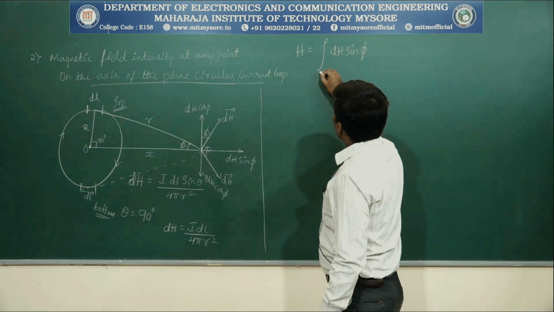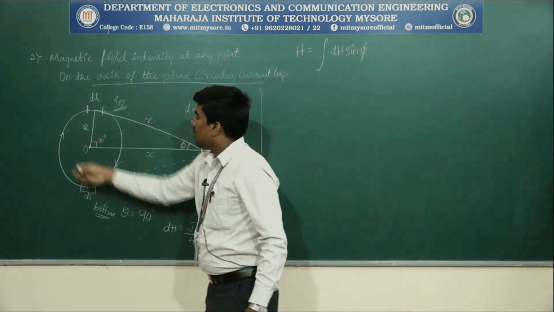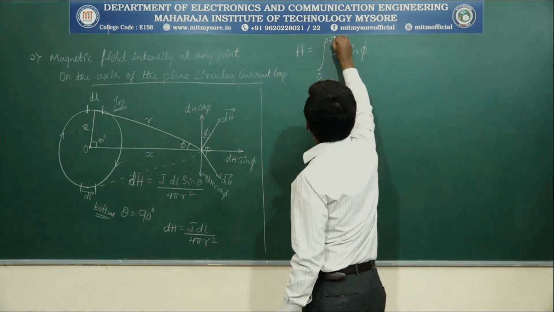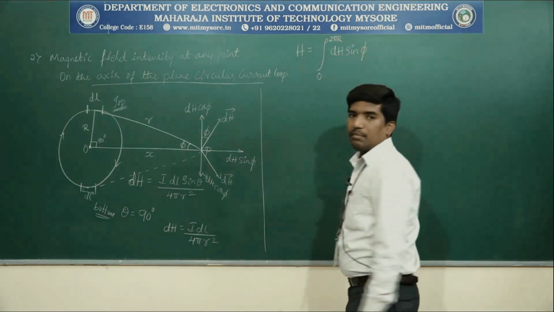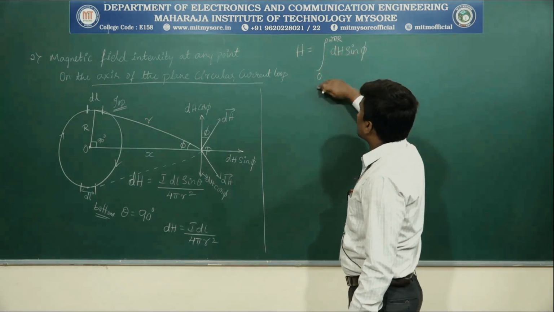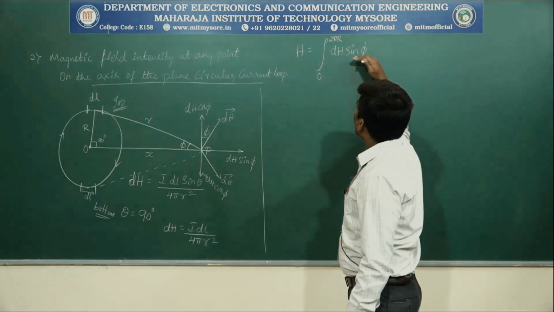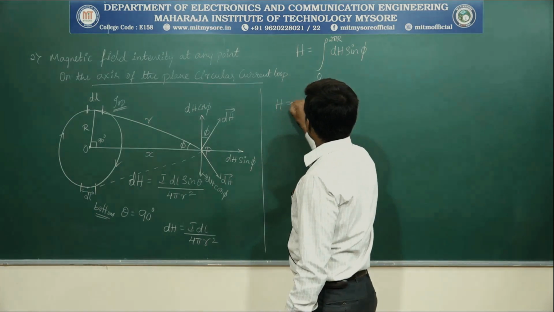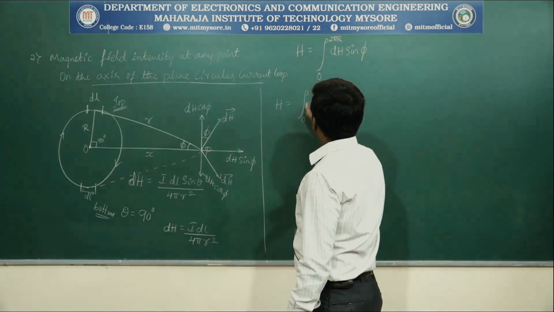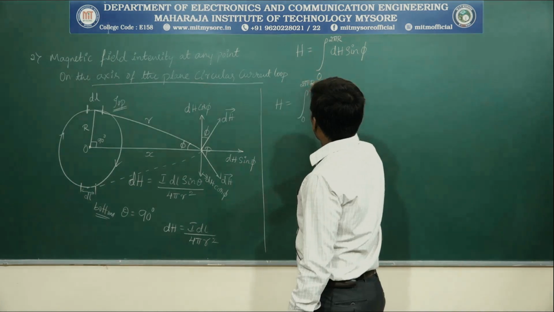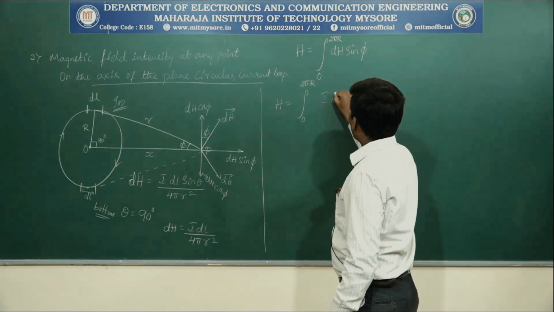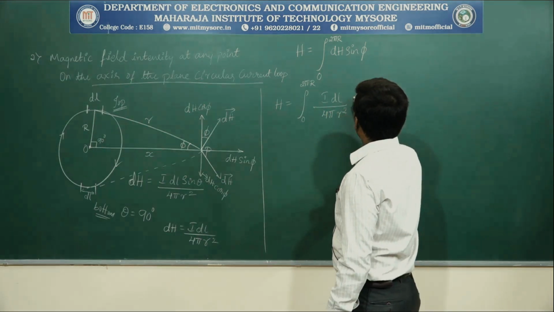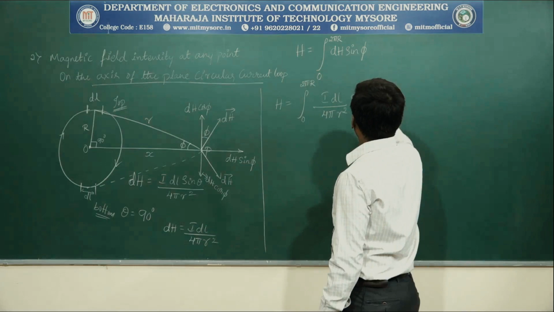Now what is the radial distance? 0 to 2 pi r is the radial distance. 0 to 2 pi r is the integration limits. Within these integration limits, we need to integrate dH sin phi components. We know dH value. Let us substitute here. H is equal to integration from 0 to 2 pi r, dH value is I into dl divided by 4 pi r square into sin phi.